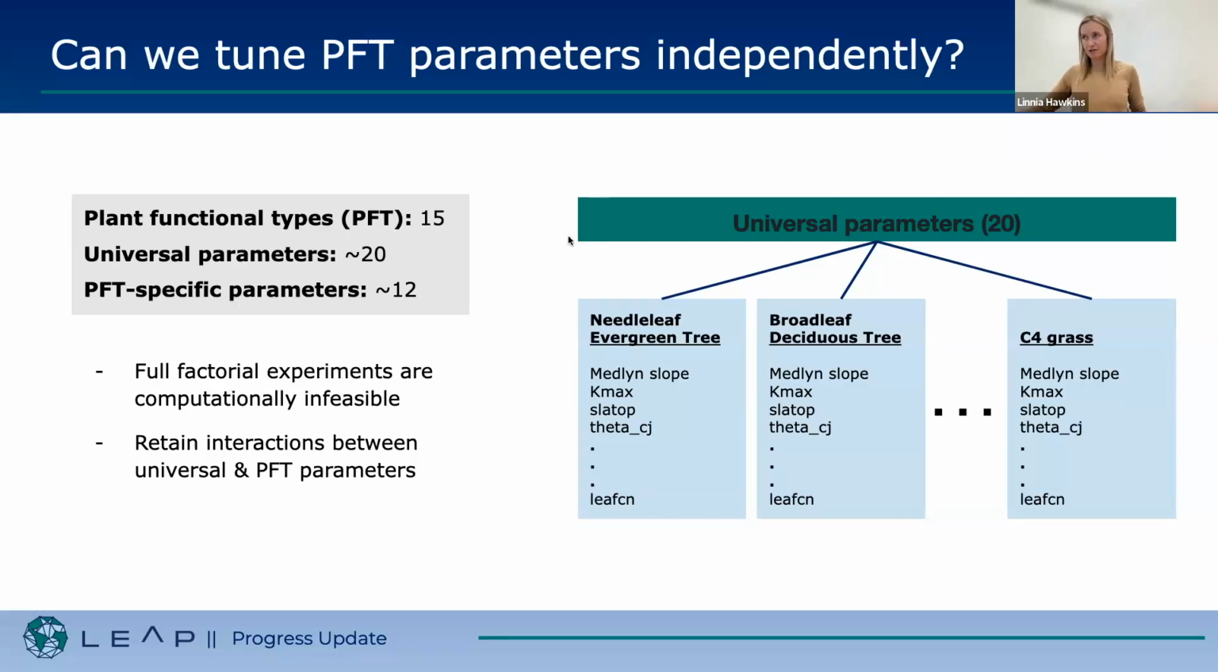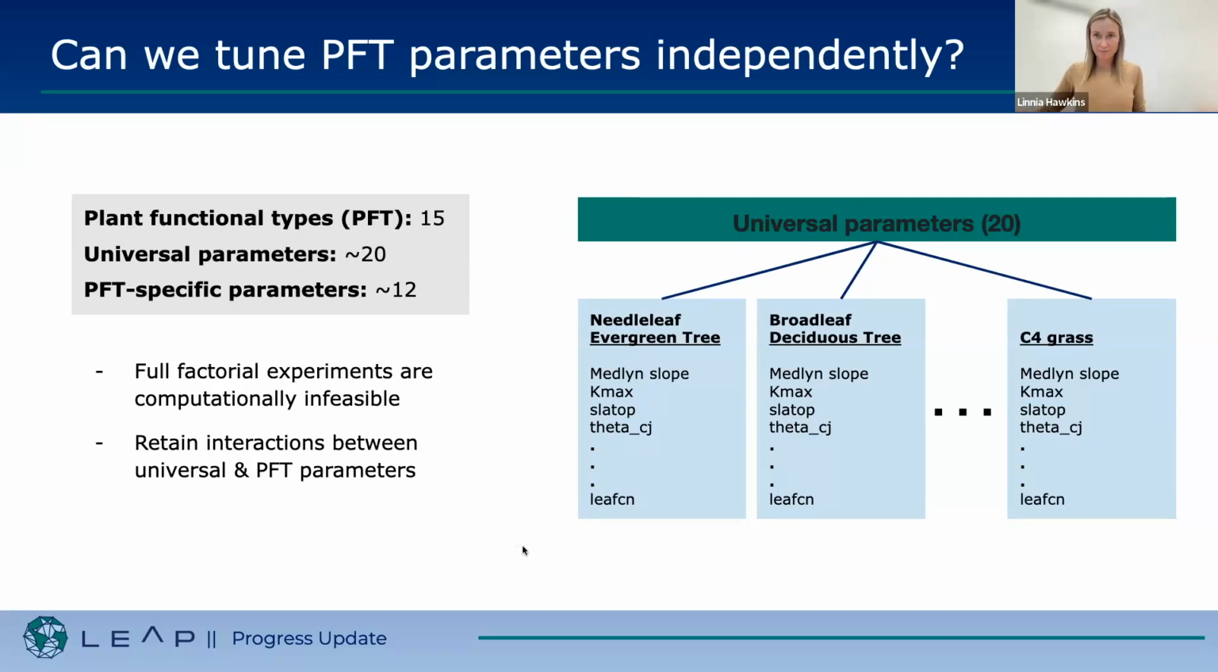And then the second challenge here is that these universal parameters interact with the PFT specific parameters. So while this Medlyn slope parameter, for example, can be set to different values for all of these PFTs, they all interact with some of the universal parameters, like some of the soil parameters I mentioned earlier that determine water availability. So that means that we can't just tune the universal parameters first and then go in and tune these PFT specific parameters second. We have to do it simultaneously in order to retain the interactions between those universal and PFT specific parameters.